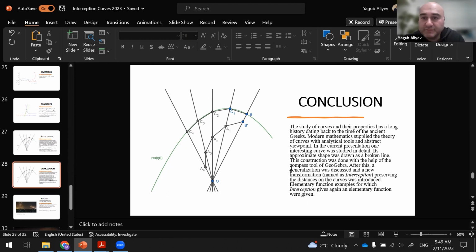The study of curves and their properties has a long history dating back to the time of the ancient Greeks. Modern mathematics applied the theory of curves with analytical tools and an abstract viewpoint. In the current presentation, I studied one interesting curve in detail. Its approximate shape was drawn as a broken line. This construction I did using GeoGebra. And then we generalized this idea. We named this interception. And some elementary function examples for this interception were given.